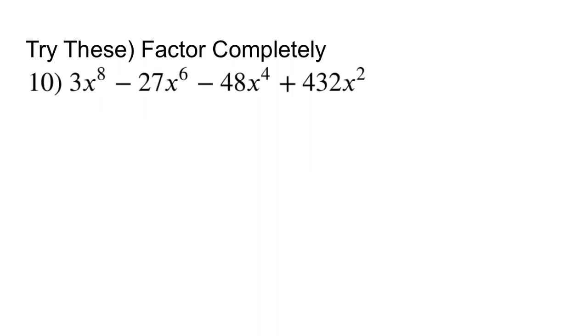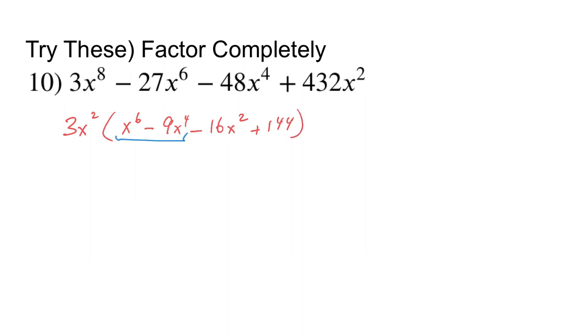Moving forward, 4 terms. Okay, first thing, GCF. Did you pull it out? 3x squared. If I do that, I have x to the 6th minus 9x to the 4th, minus 16x squared plus 144. And now I can factor by grouping.